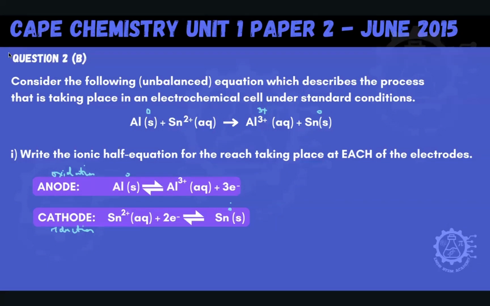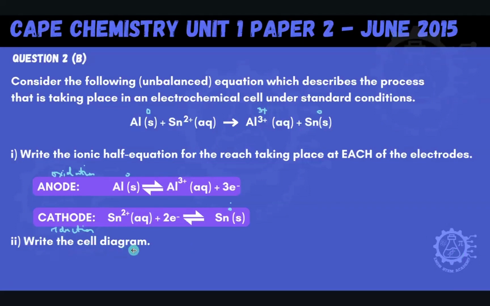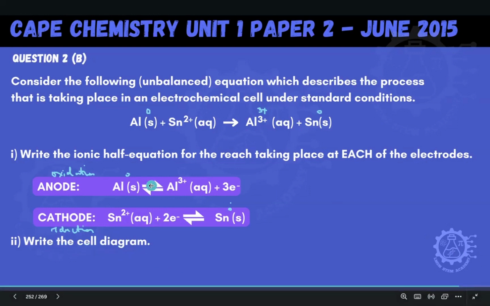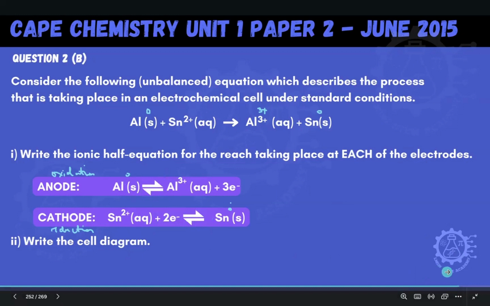All right. So moving right along, we're now being asked to write the cell diagram, right? Now, when we're writing a cell diagram, what we're going to have is just a one-liner that describes exactly what's going on in the electrochemical cell. And so here's that one-liner.